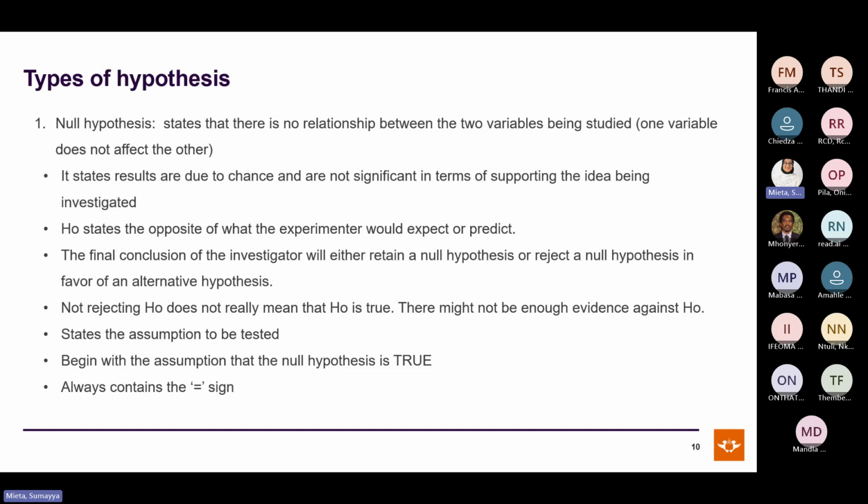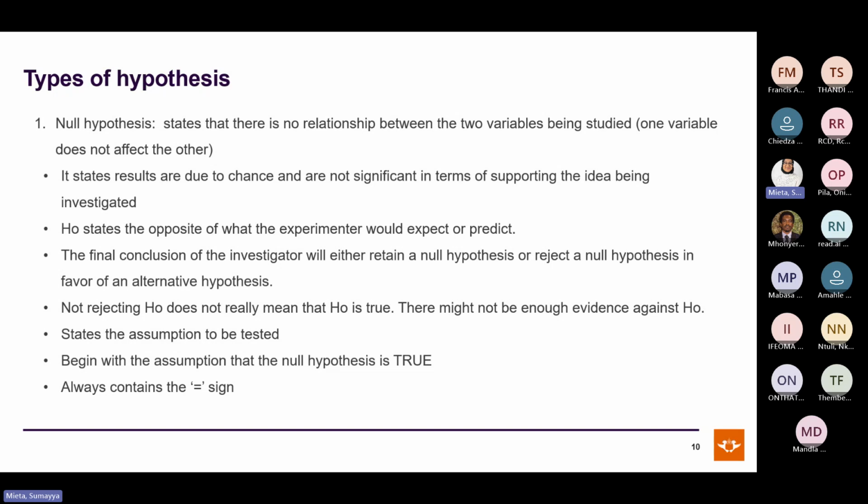It states that the results are due to chance and are not significant in terms of supporting the idea being investigated. We say it was just sheer luck that you got this result. There's no significance to this. If someone else conducts this study, they're going to get totally different results. So that's what the null hypothesis states, that it was purely by chance. Normally the null hypothesis states the opposite of what we want to predict or what we expect.